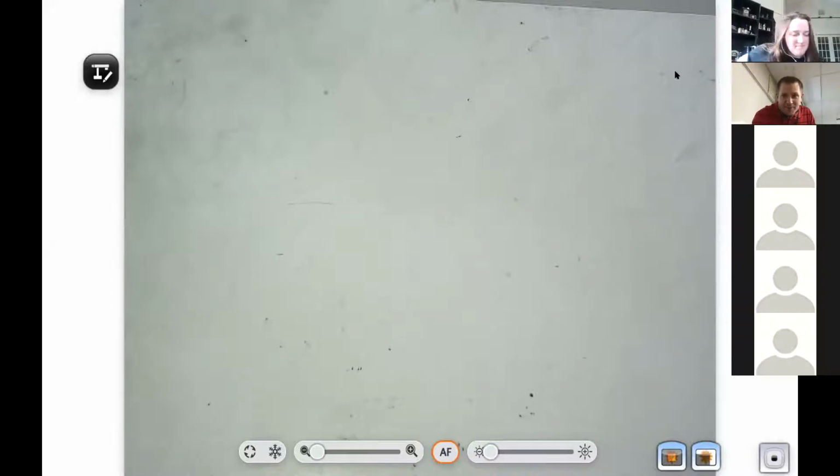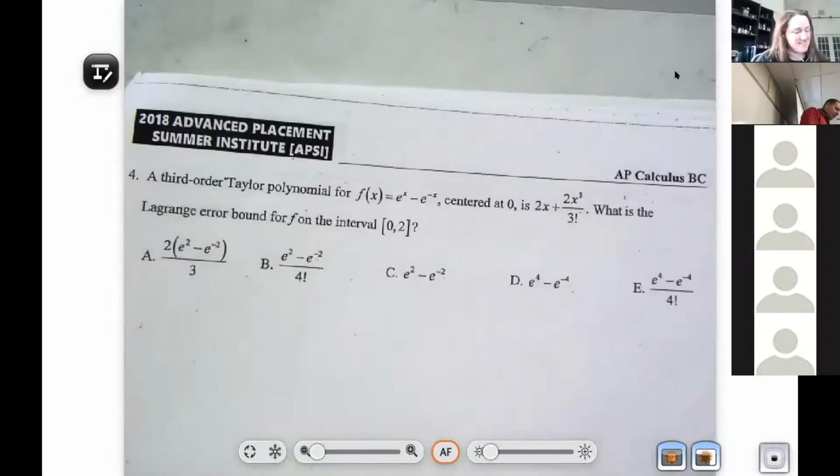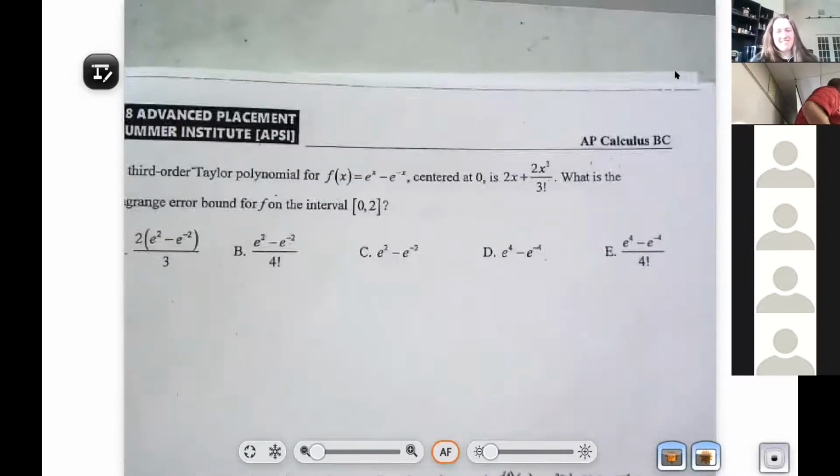Yep, there is. All right, we can move on to the notes. All right, we have 5 examples to do for the Lagrange error bound for Taylor polynomials.